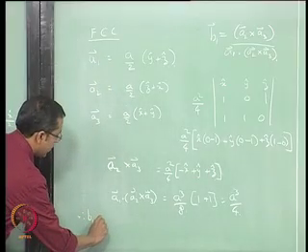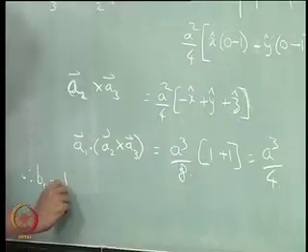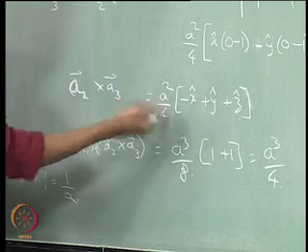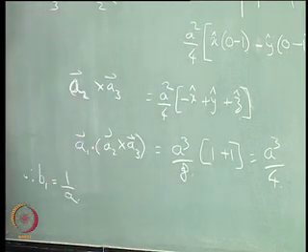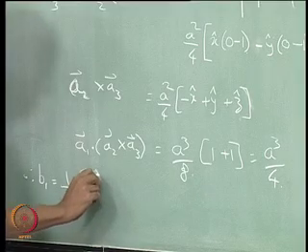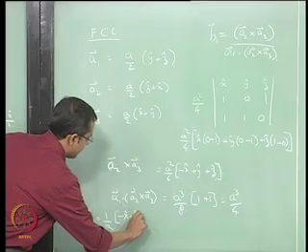Therefore b1 will be 1 by a, because if you divide by a cube by 4, the 4 and 4 get cancelled, and you have a square by a cube which is 1 by a, times minus x cap plus y cap plus z cap.